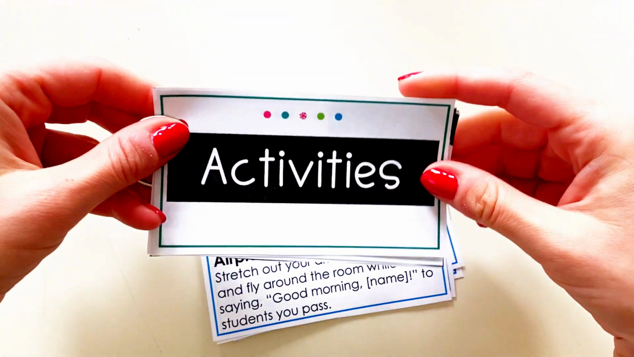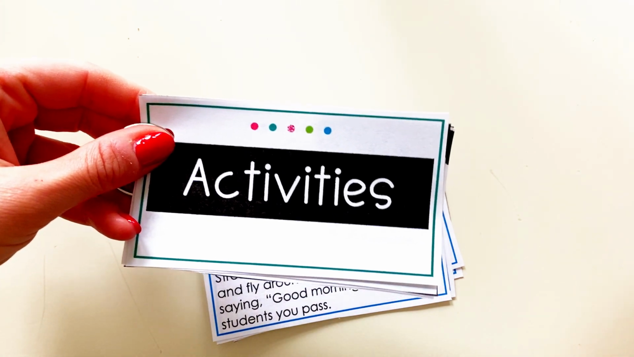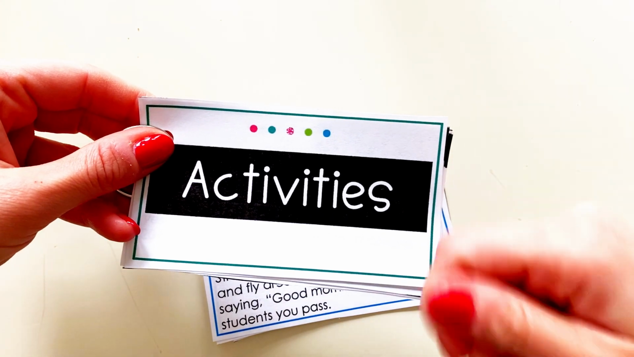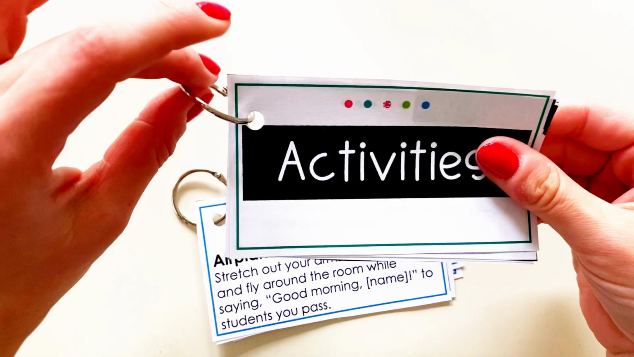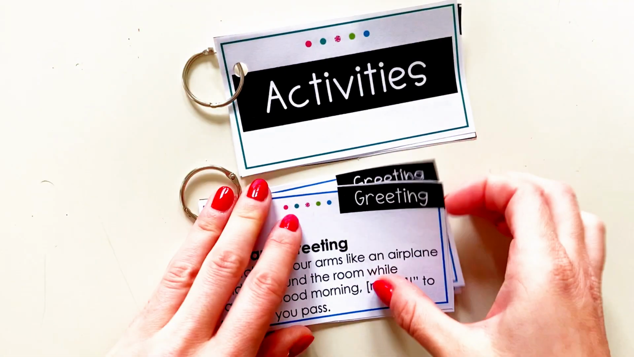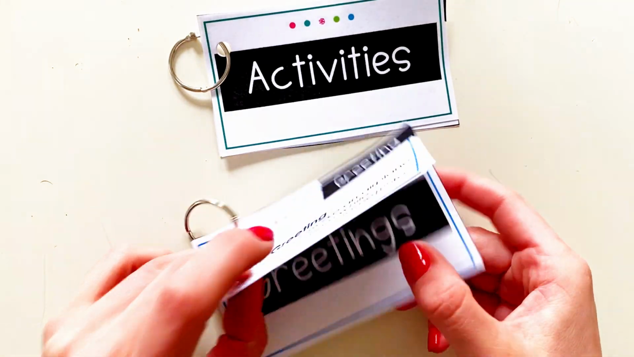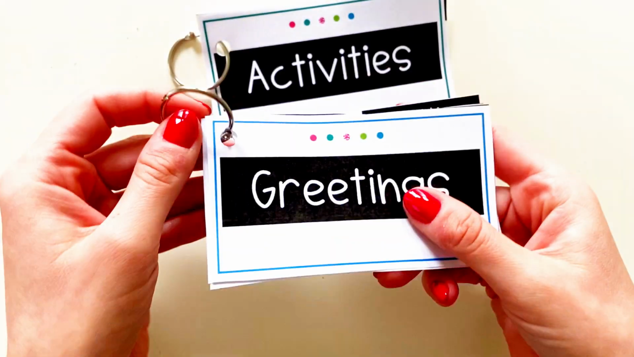So these are really easy. I just printed these and then I cut them out, which you could do by hand. I would recommend just using a paper slicer to make it really easy. But then if you hole punch the upper left-hand side and get some binder clips, then you can do your activities all on one ring. I just have some of them printed out here. Your greetings on one ring.